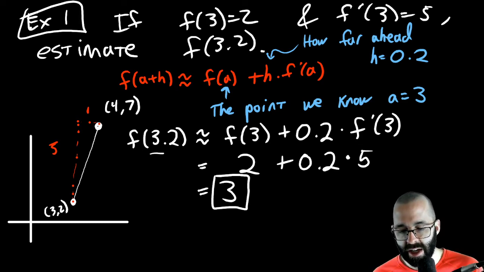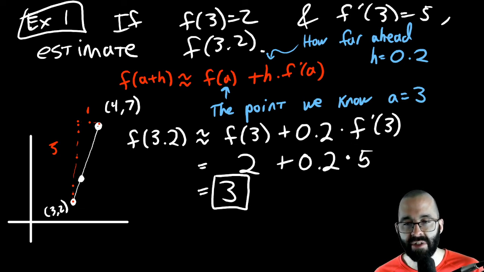But specifically, we don't care about going all the way to 4. We were only looking at 3.2. That's like 1/5 of the distance.